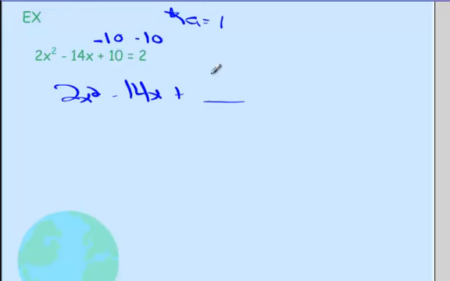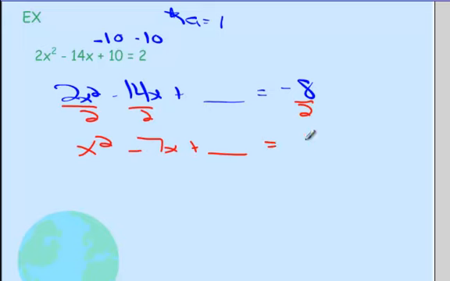Now we just talked about, I want to make sure that a is equal to 1. That must be part of my first couple of steps. So when I look at this whole problem, I have 2x squared minus 14x plus blank. I'm going to get rid of the 10 by subtracting 10. So let's move that over. So it's negative 10 plus 2 is negative 8. Next thing I have to do is make a 1. So I'm going to divide everything and make it x squared minus 7x plus blank equals negative 4.